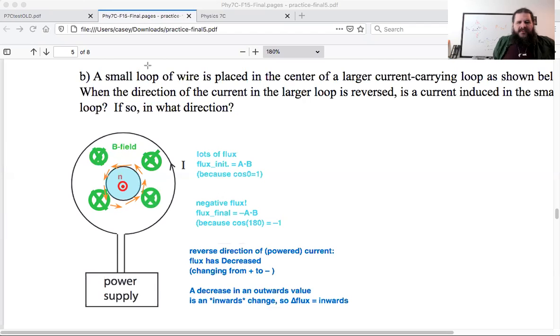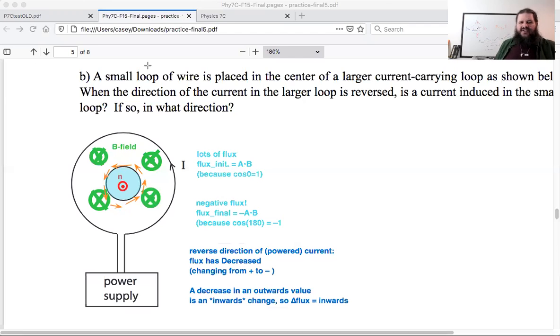The angle started off at 0 degrees because the original magnetic field was in the same direction as the normal vector. And the final situation has the magnetic field in the opposite direction from that same normal vector. So the new angle is 180, and cosine of 180 is -1. Got it. Okay, cool. I just missed that. Thank you. Mm-hmm.